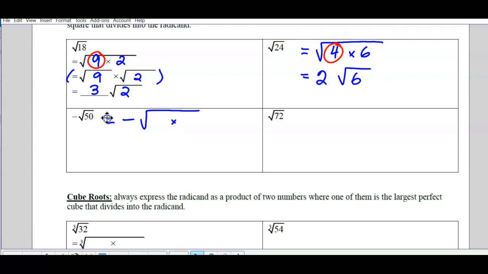So 50, you're not even going to consider anything bigger than 50. Obviously, 49 doesn't divide into it. Neither does 36, but 25 does. So if you have 0 or 5 at the end, always check 25. So this is 25 times 2. Circle the 25. And then just copy out the negative that was there. Root of 25 is 5. So 25 gets to go out on the weekend, 2 has to stay home.